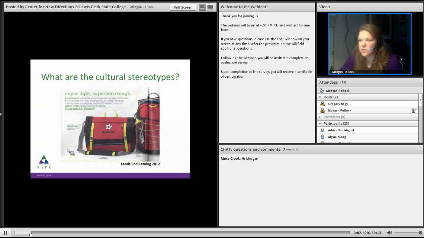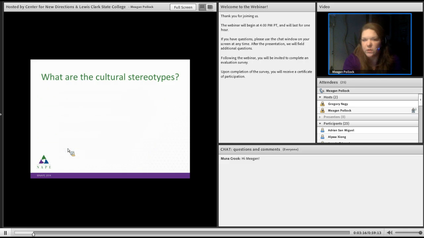This first image is of a bag. It's a bag that's got a little boy's name on it. It's got a soccer ball. The heading says super light, superhero tough. And you see that he's got in his book bag some books and a little shark keychain. So there's some subtle messages sent here. You could think about how our children are sort of gendered to be sports and athletes, that boys are to be superheroes.